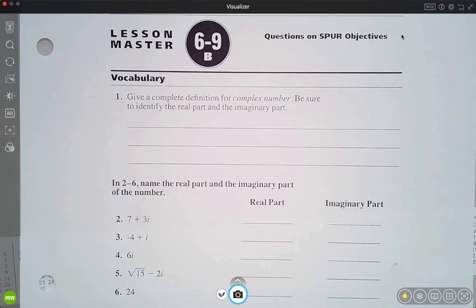Hello everyone, today we are going to be talking about Lesson Master 69B. This was a homework assignment. I'm going to go over 5 questions from this homework assignment.